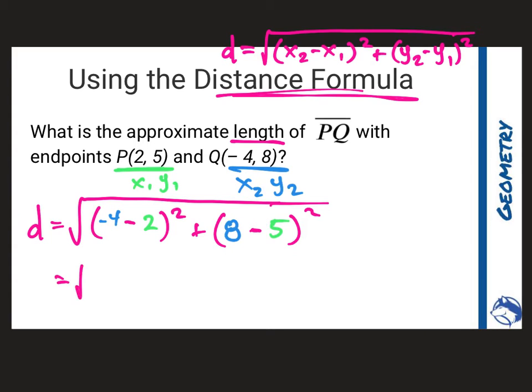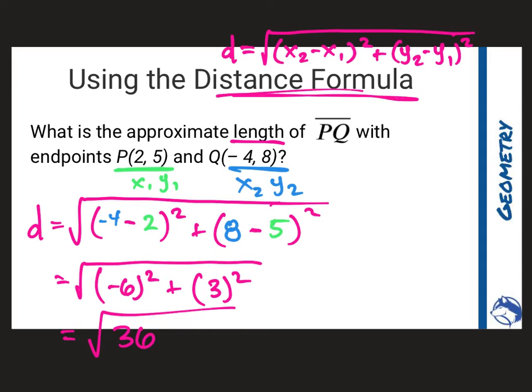So this is going to end up being the square root of (-4 minus 2), which is -6 squared, plus (8 minus 5), which is 3 squared. So you can plug this into your calculator, but this is 36 plus 9. So this ends up being the square root of 45.